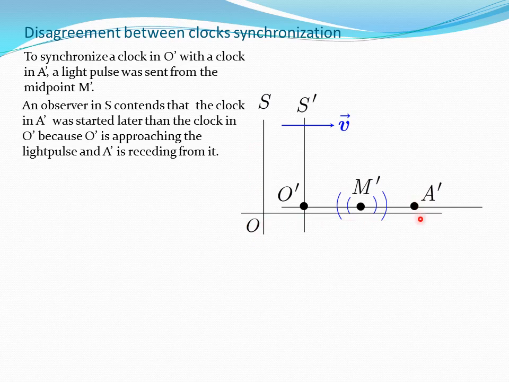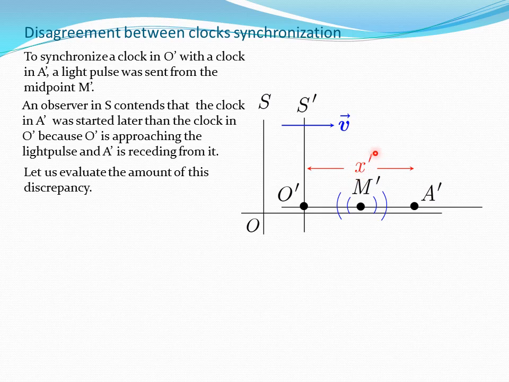Now, to an observer in S, this is not true, because from his point of view, the clock at A' was started later with respect to the clock at O', and this simply because in the meanwhile the light pulse is traveling in the direction of A'. A' is receding from it, and at the same time O' is approaching the light pulse. Now let us evaluate the amount of this discrepancy.